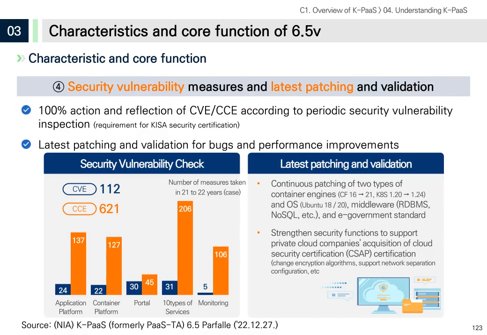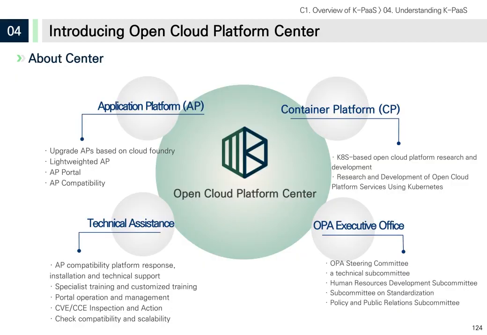Fourth, security vulnerability measures and latest patch application verification. K-PaaS regularly measures and reflects all CVEs and CCEs according to security vulnerability checks. In addition, we strengthen security by applying and verifying the latest patches for errors and performance improvements. Part 4. Introducing Open Cloud Platform Center. The main roles of the Open Cloud Platform Center are the following.